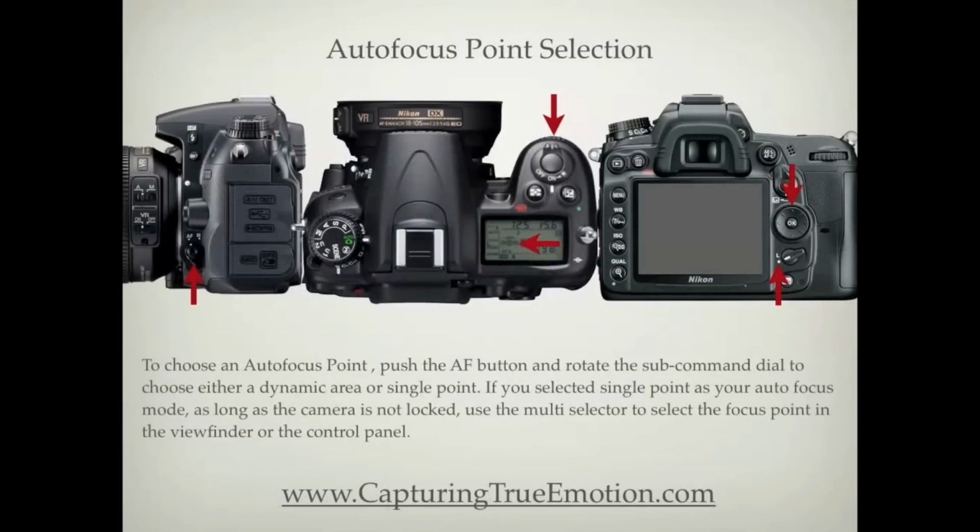To choose an autofocus point, push the AF button and rotate the sub-command dial to choose either a dynamic area or single point. If you selected single point as your autofocus mode, as long as the camera is not locked, use the multi-selector to select the focus point in the viewfinder or the control panel.